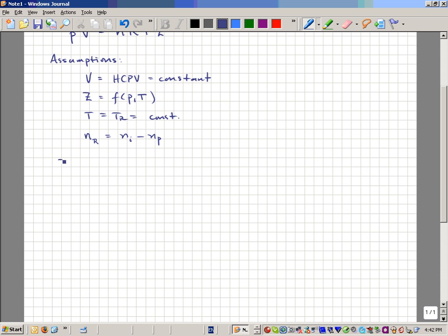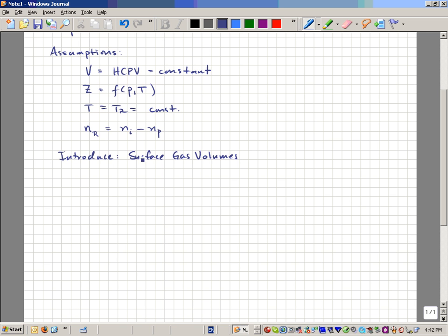We then introduce some terminology for the surface gas volumes, which are measured instead of moles. Actually, you're metering moles instead of volumes, but they're reported as standard gas volumes. And we have the general relationship that gas volume at standard conditions is equal to the constant R TSC over PSC times the number of moles.